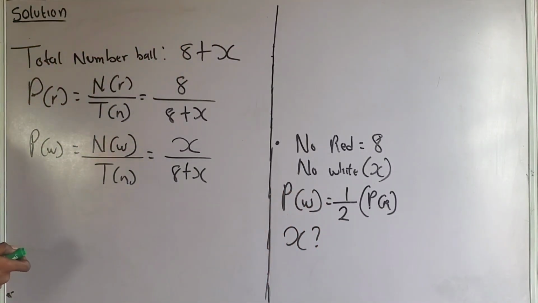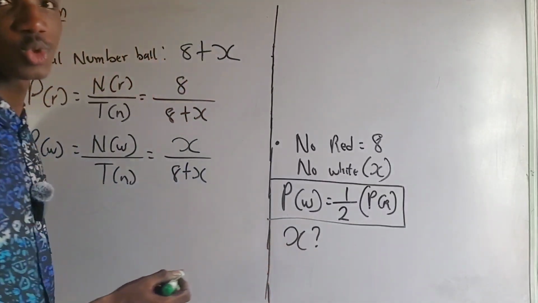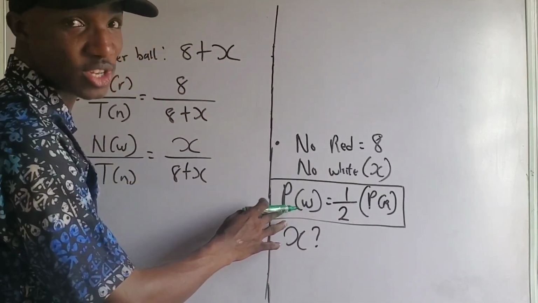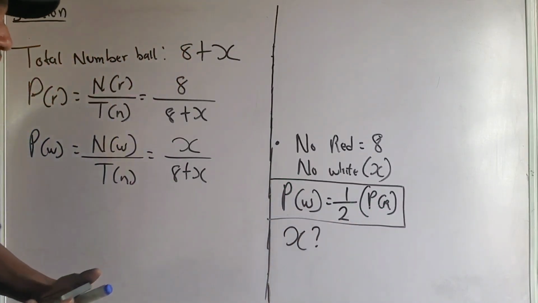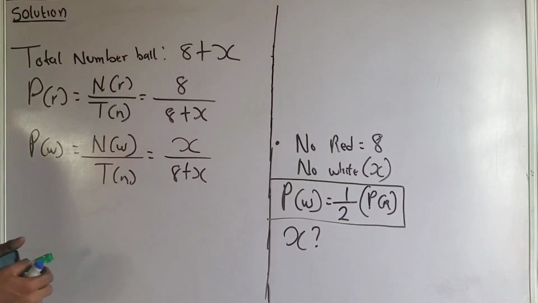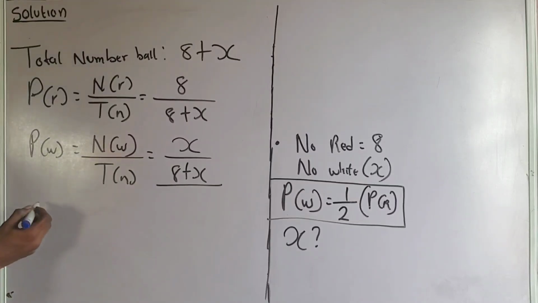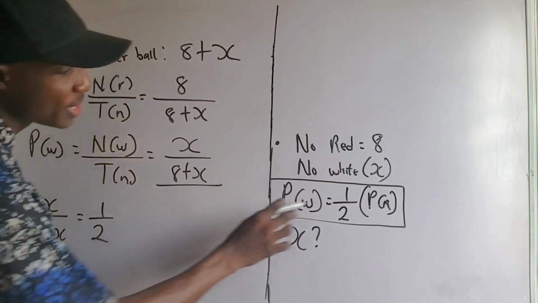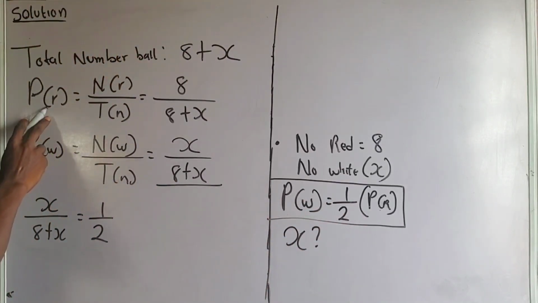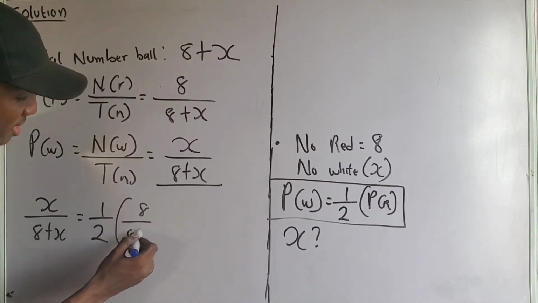Now, the probability of white ball is half of the probability of red ball. Please pay attention. The solution to this question lies in this statement: the probability of white ball equals half of the probability of red ball. The expression for the probability of white ball is x over 8 plus x. So x all over 8 plus x is equal to 1/2 of the probability of red ball. The expression for the probability of red ball is 8 over 8 plus x, so it equals 1/2 multiplied by 8 over 8 plus x.